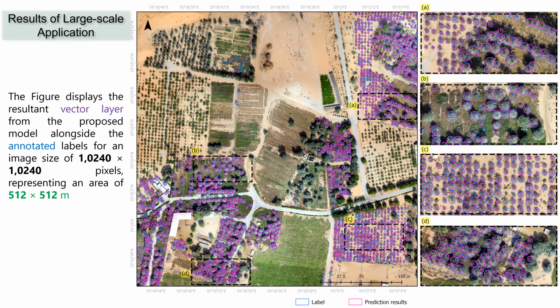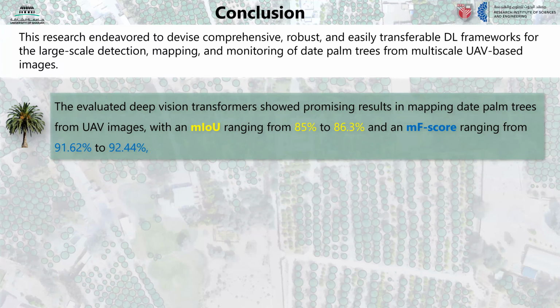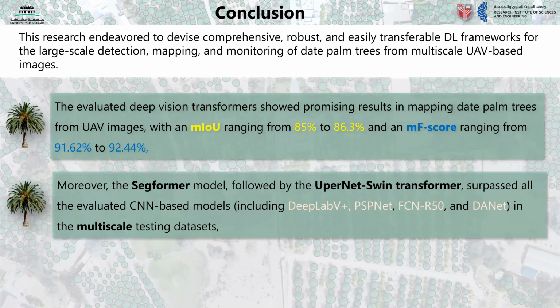So in conclusion, in this research, we have attempted to evaluate different vision transformers and propose an instance segmentation framework to detect individual date palm trees. The vision transformers for semantic segmentation showed promising results with a mean intersection over union ranging from 85 to 86% and F-score ranging from 91 to 92%. The SegFormer model, followed by UperNet based on a Swin Transformer, outperformed all of the evaluated CNN-based models.